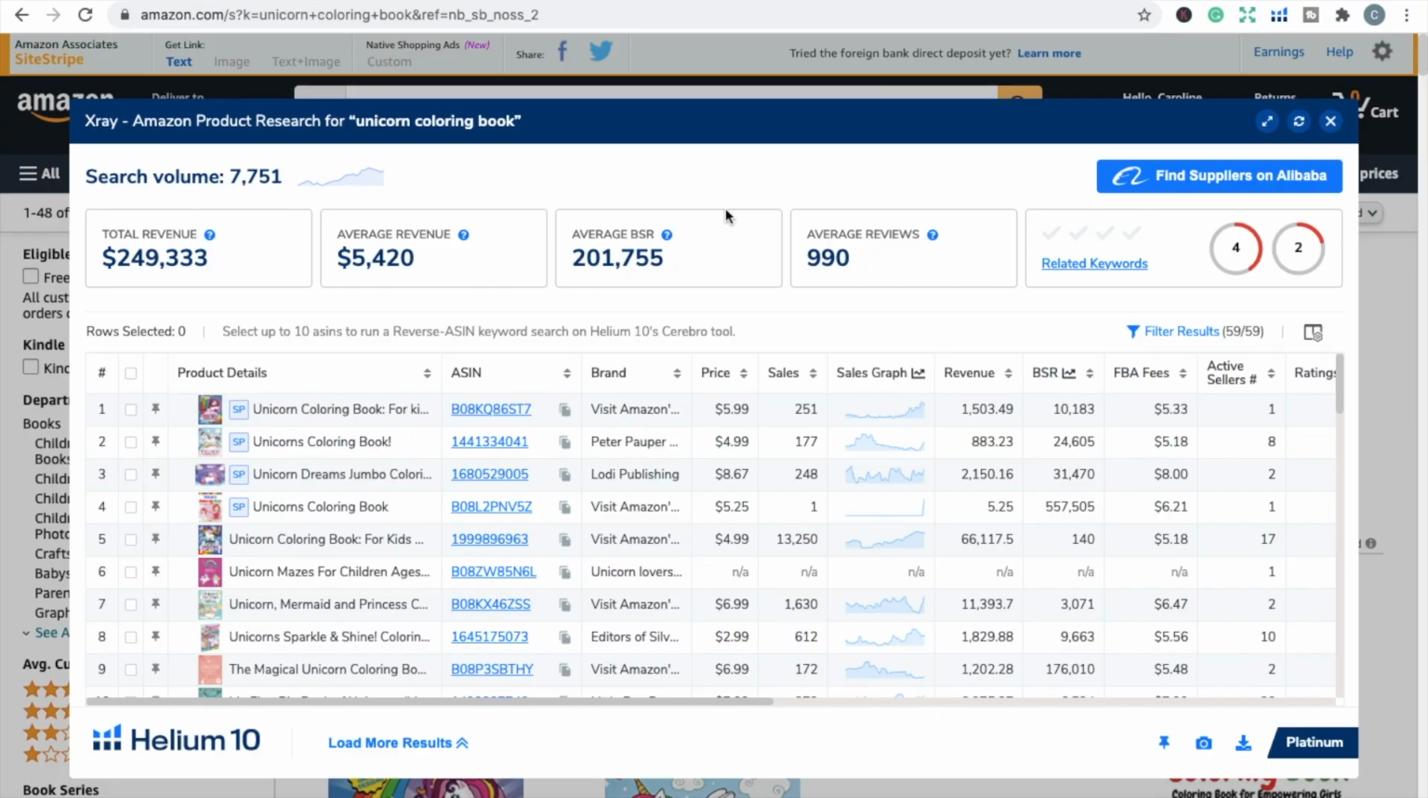Let's get into searching for some keywords and some listings and seeing the Helium 10 software in action. I want to go over 3 different ways that you can use these tools to build your keyword strategy to compete with the top selling books in your niche.